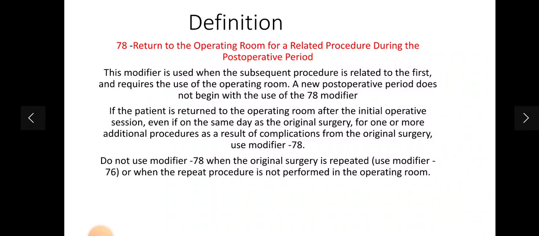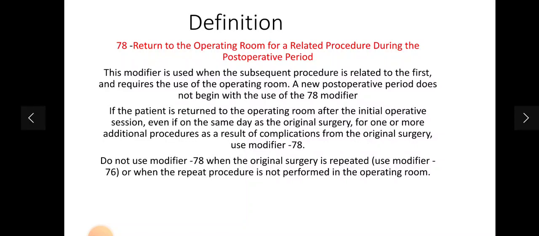And the return of the patient to the operating room should be unplanned. If it's an unplanned return of the patient to the operating room for the related diagnosis of the initial procedure, then only we can use 78 modifier. If the patient is returned to the operating room after the initial operating session, even if on the same day as the original surgery, for one or more additional procedures as a result of complication from the original surgery, use modifier 78. So even if it is coming on the same day for any complication of the initial procedure, you can use that subsequent procedure with 78 modifier.